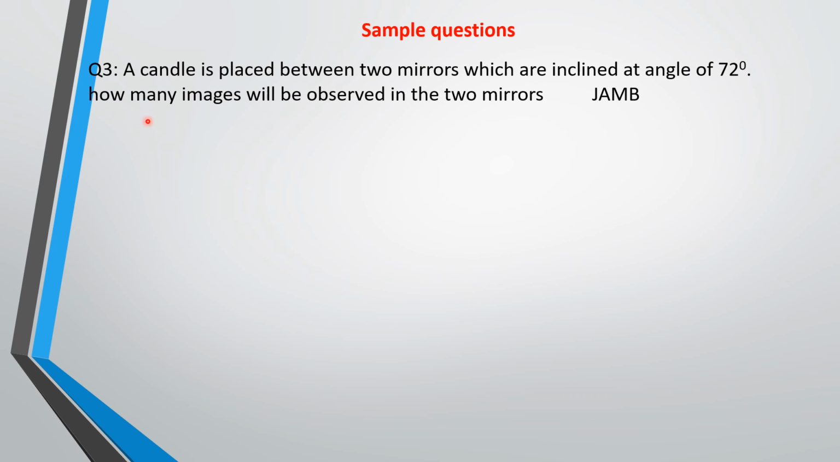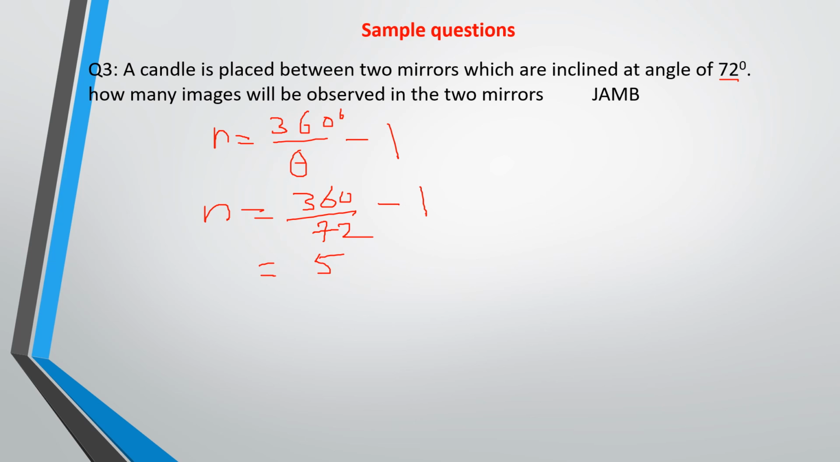This is another question. A candle is placed between two mirrors which are inclined at an angle of 72 degrees. How many images will be observed in the two mirrors? Fine. So we have said that the number of images n is equal to 360 over theta, minus 1. So theta is 72 degrees. So n will be equal to 360 over 72 minus 1. By the time you work that out, it is 5 minus 1, so the number of images formed will be equal to 4.